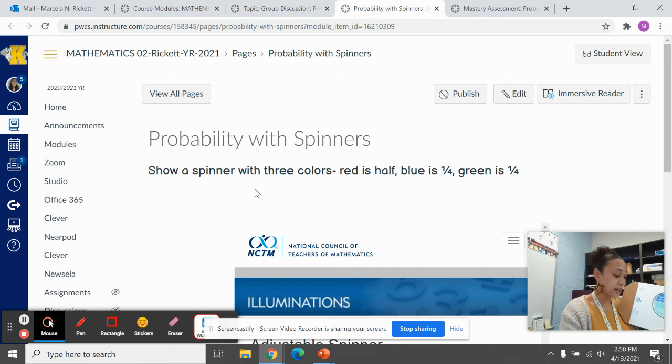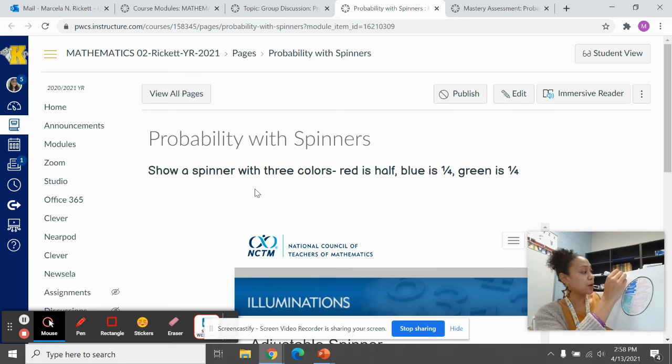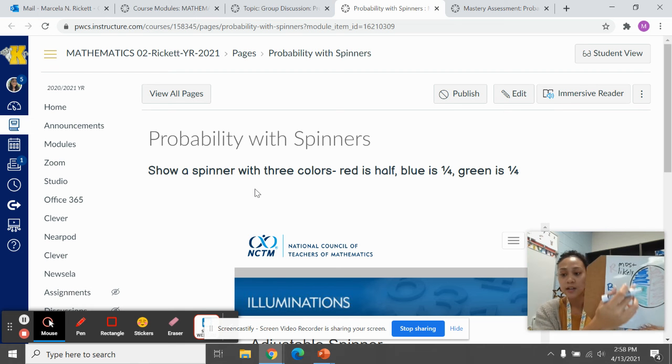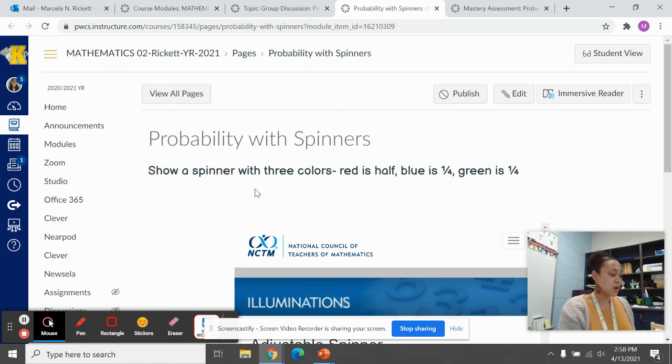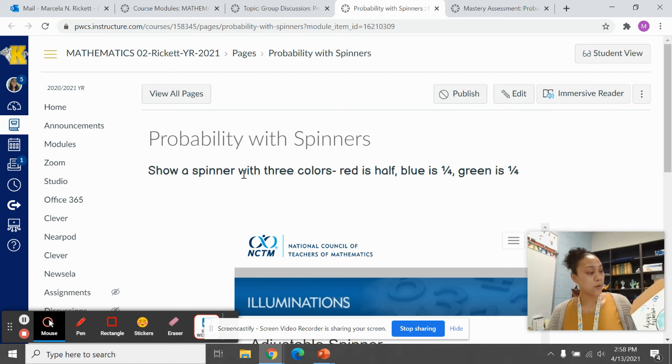And when we discuss it, we're going to be able to know that red is most likely to be landed on. Red is most likely. Now blue and green look the same. They are the same amount. So they are equally likely. Everyone go ahead and say equally likely. You can even use your equal symbol to show that these two are equally likely to be landed on. Okay.